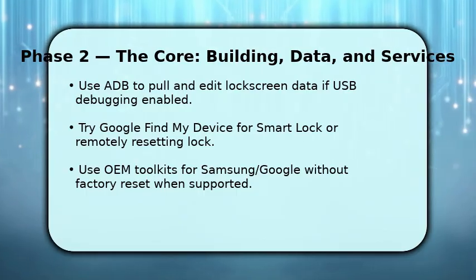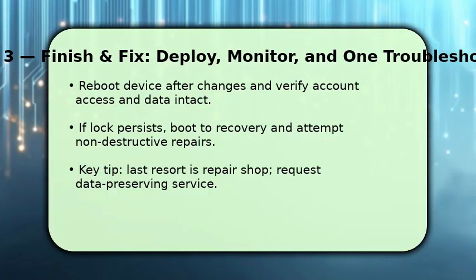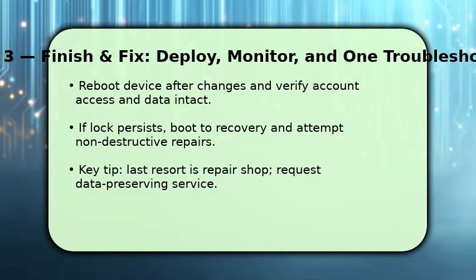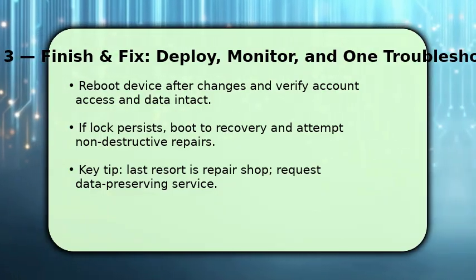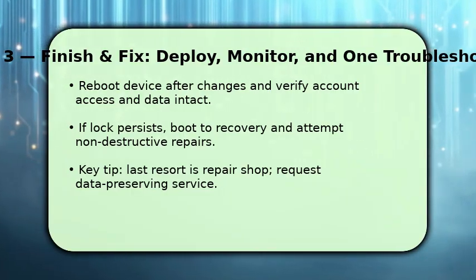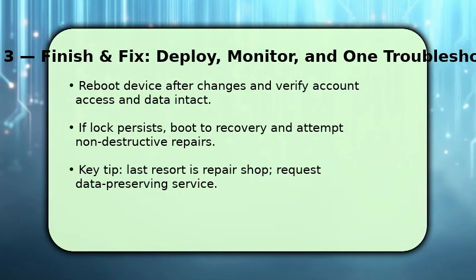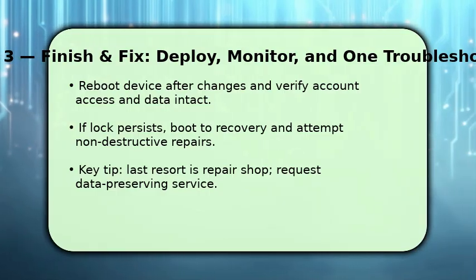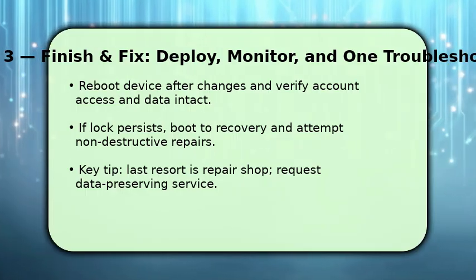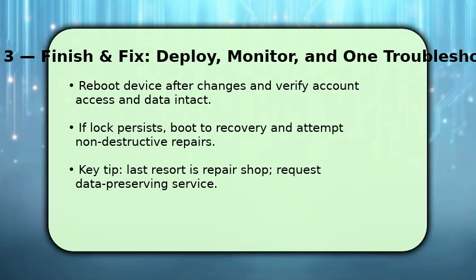Finish by rebooting the phone and immediately verifying you can access the Google account, apps, photos, and contacts. This confirms data integrity. If the lock still appears, boot into recovery mode and attempt non-destructive repairs like cache wipes or apply the modified file again. Make sure to keep previously pulled backups. If those steps fail, one key troubleshooting tip: visit an authorized repair service and request a data preserving unlock. Trained technicians can often salvage user data without a factory reset.